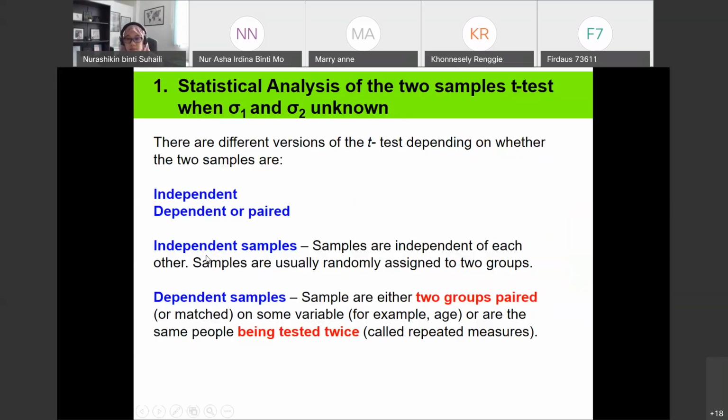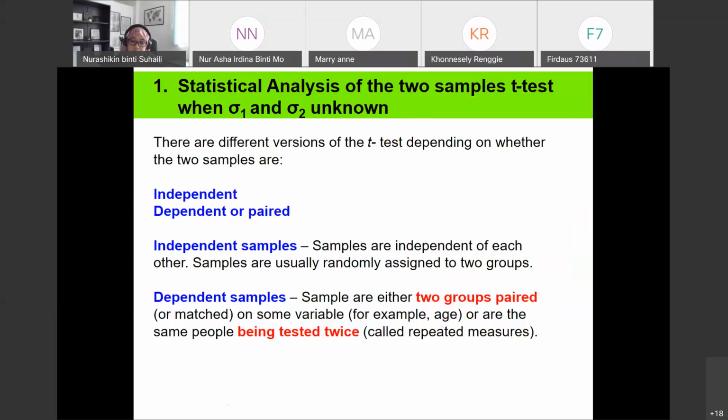So what is meant by independent? The samples are not associated. That's what is independent. It can stand on its own. And the samples are usually randomly assigned to two groups. Dependent samples are samples that are either two groups paired or matched on some variable. The hint will be given in the question. So later we can see how we can know whether the samples are dependent or independent.